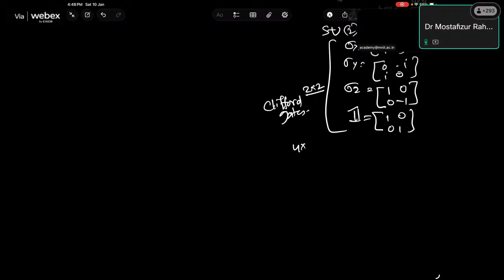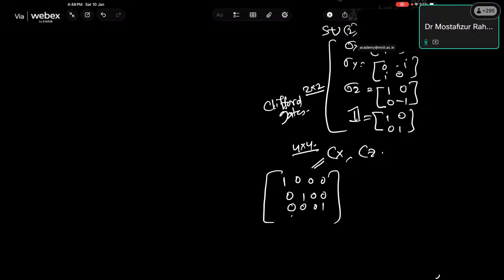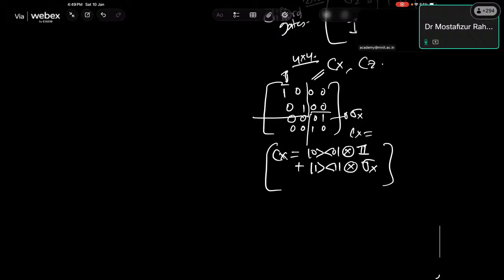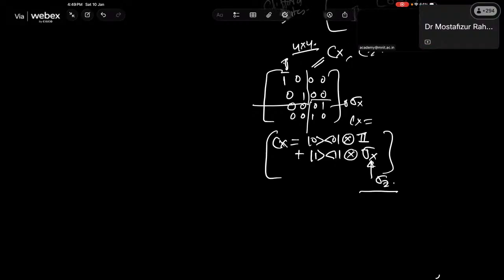Or in fact, you can have certain 4 cross 4 gates like the CX or CZ, right? So for example, CX is 1 0 0 0, 0 1 0 0, 0 0 0 1 and 0 0 1 0. This is your CX gate, where this is the identity part and this is the sigma X part. That's why CX is sometimes defined as |0><0| tensor product with I plus |1><1| tensor product with sigma X. This is another definition of CX. Similarly, for CZ, this part will be sigma Z. Okay, and in fact, you can design any CU gate.